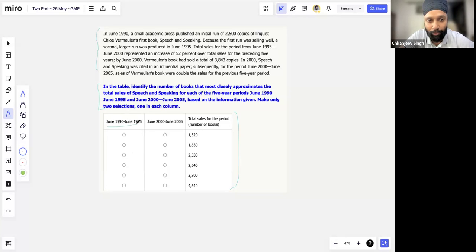So there are three columns. One column contains different answers, and then you have to find one answer each for each of the two columns. And the thing is, the answer could be the same. For example, 2530 can be the answer for both of these. Because some people may automatically assume that the answer has to be different. That's not the case. The answer could be the same for both of these columns.